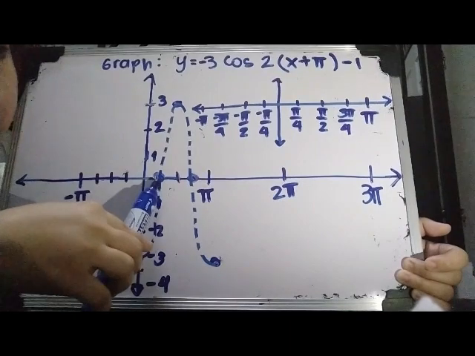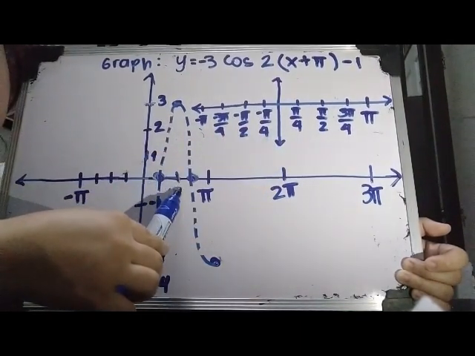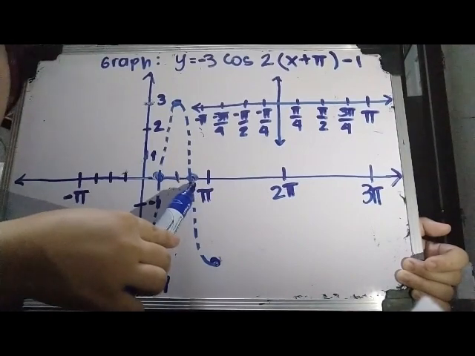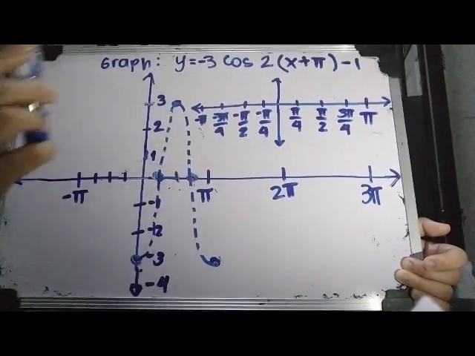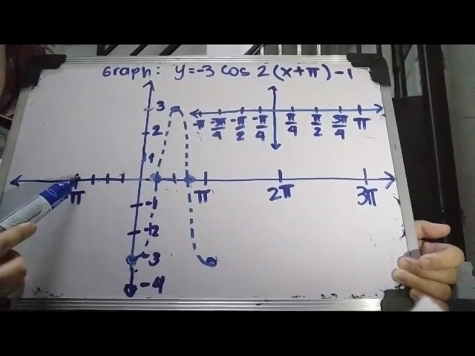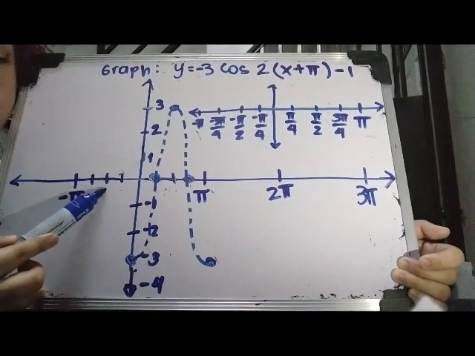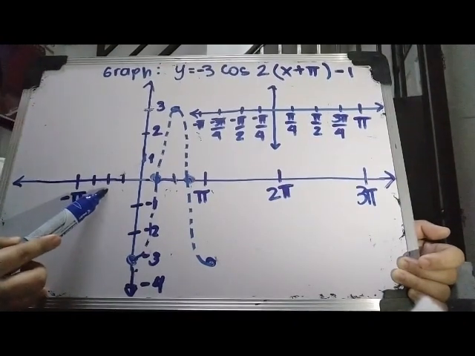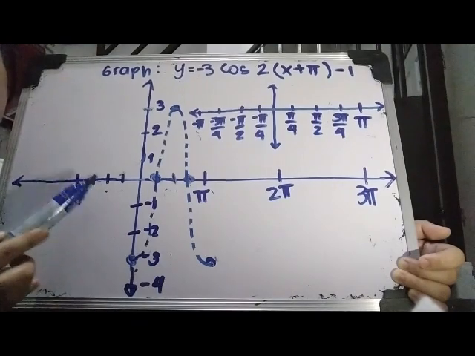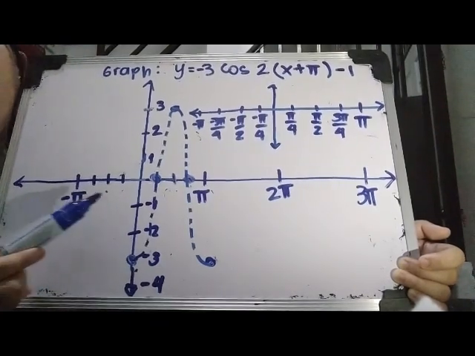Okay, so this is pi over 4, which is that one. The next is pi over 2. This is 3 pi over 4, and this is pi. Same thing goes here. If we divide this segment into 4 partitions, this is -pi over 4, -pi over 2, -3 pi over 4, and -4 pi over 4.